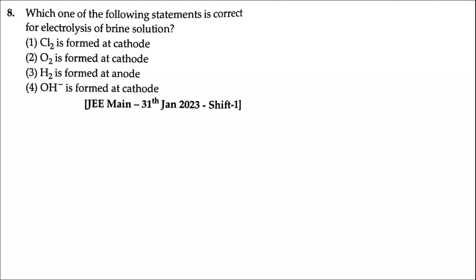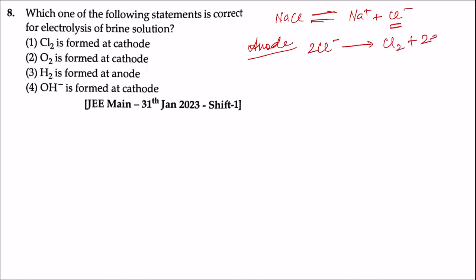Question: which one of the following statements is correct for electrolysis of brine solution? Brine solution means solution of NaCl. Now NaCl dissociates into Na+ and Cl- ions. Cl- ion goes to the anode, and at the anode the reaction is Cl- ion giving away 2 electrons and chlorine gas is evolved.